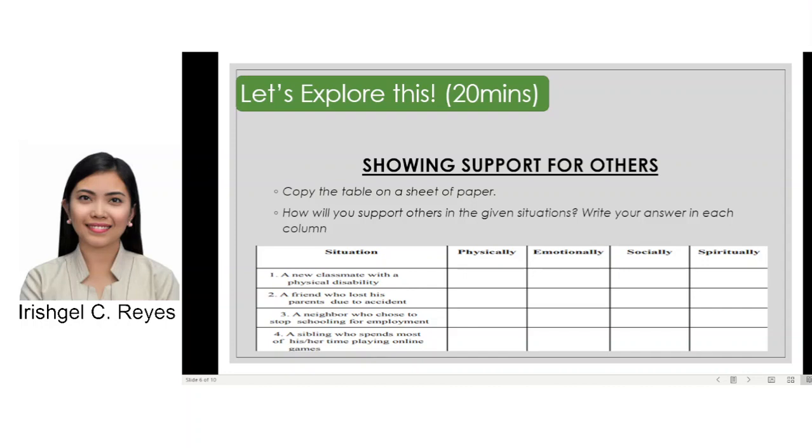Number 1, what do you notice with your answers? Number 2, which of the situations is the most difficult to handle or manage? Explain your answer. What type of support or help is the easiest to provide? Explain your answer. And what have you realized after doing this activity?